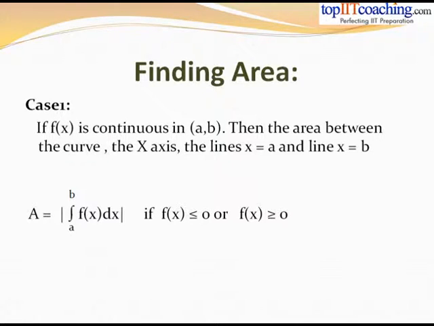Now case 1 is, if f(x) is continuous in [a, b], then the area between the curve, the x-axis, the line x equal to a and the line x equal to b is A equal to modulus of integral of f(x) dx from a to b, if f(x) is greater than or equal to 0 or f(x) is less than or equal to 0.